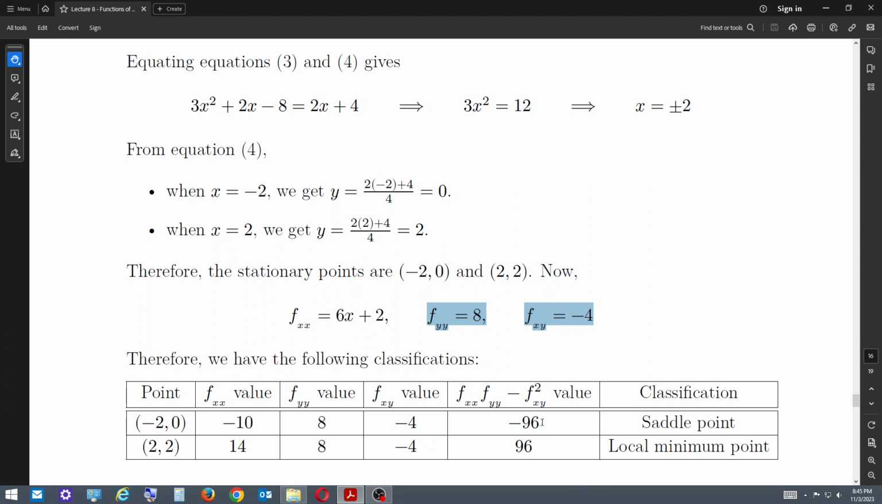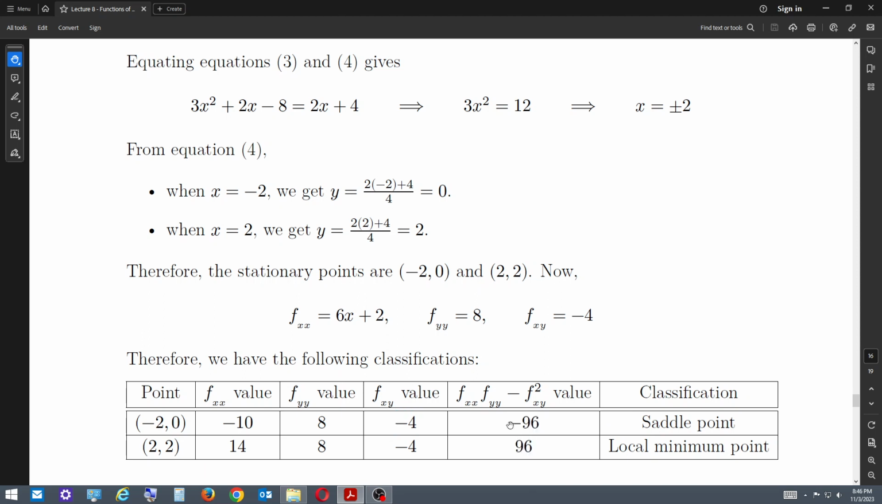Alright, and then remember this value: you take the first two values that we found, multiply them, and then subtract the square of this value. You have to be careful here because you're squaring this number, so this will go to 16. So you'll have minus 80 minus 16, that gives you minus 96. Similarly, work the second one out, you get plus 96.